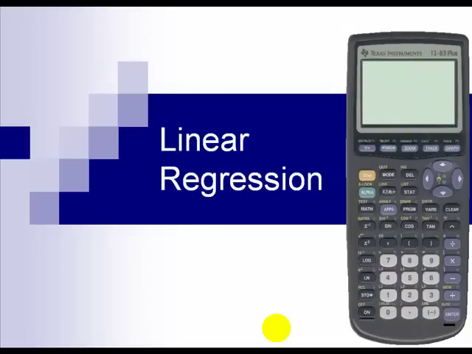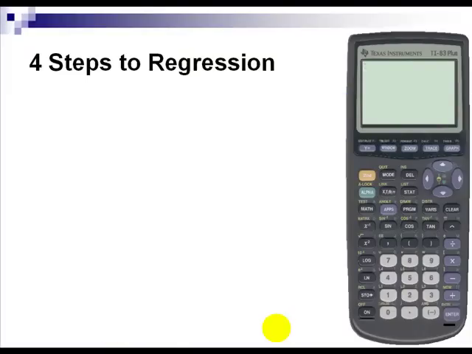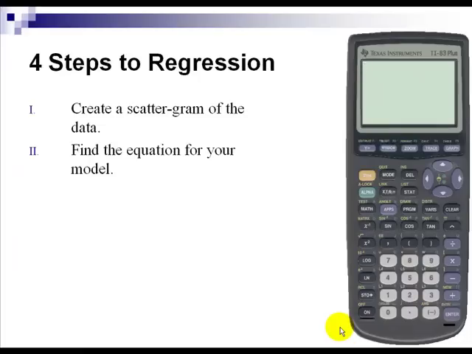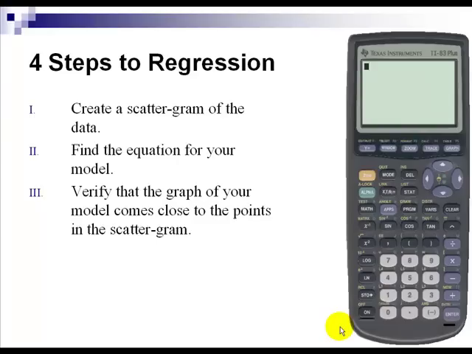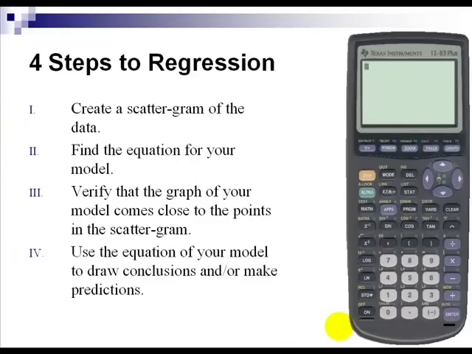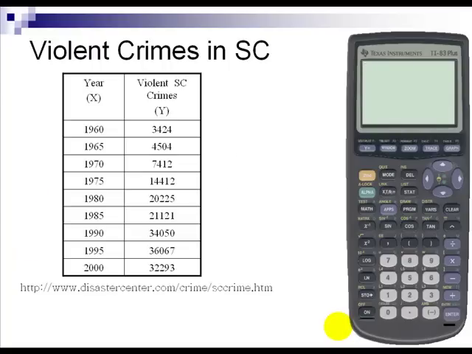Linear regression. Here are the 4 steps to linear regression. The first step is to create a scattergram of the data. The next step is to find an equation for our model. The next step is to verify that the graph of the model comes close to the points in the scattergram. And lastly, we'll use the equation to draw conclusions and make predictions.